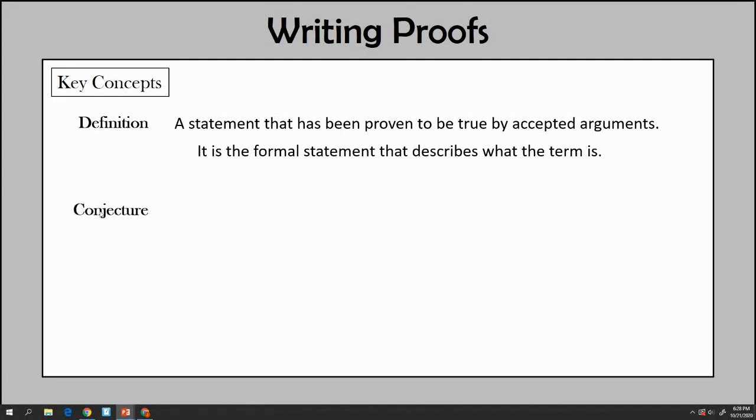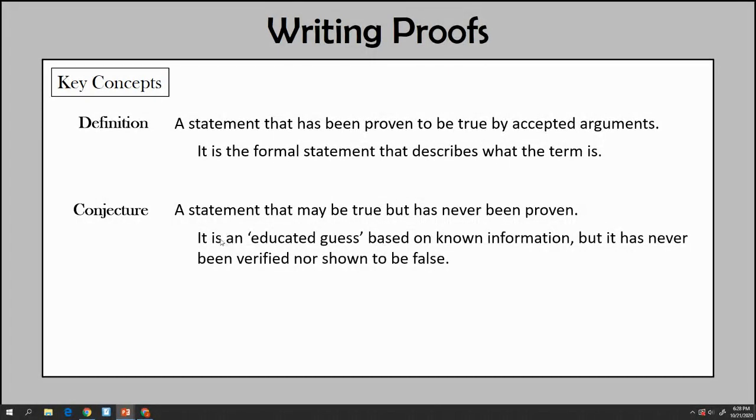Okay. The next idea is conjecture. A conjecture is a statement that may be true, but has not been proven yet. It's an educated guess that's based on known information, based on patterns. It comes from inductive reasoning. It has never been verified, but it also hasn't been proven false. It's just that it's an educated guess right now.